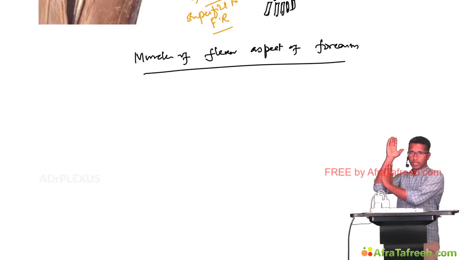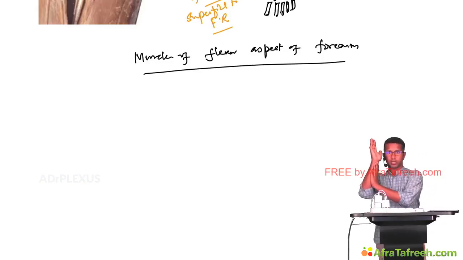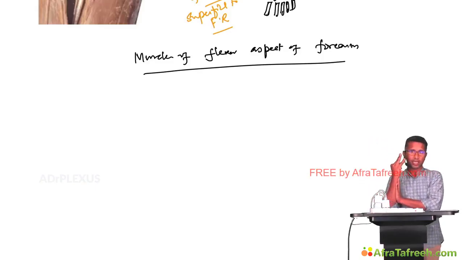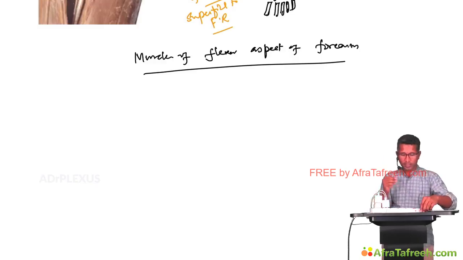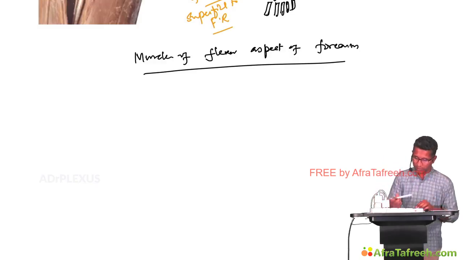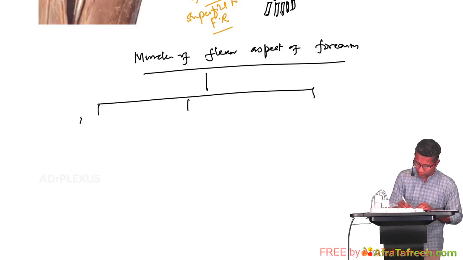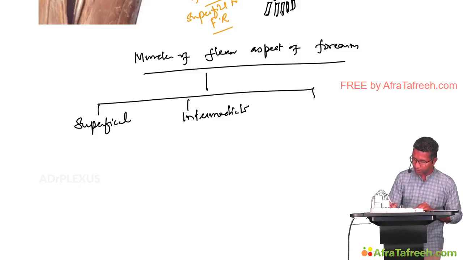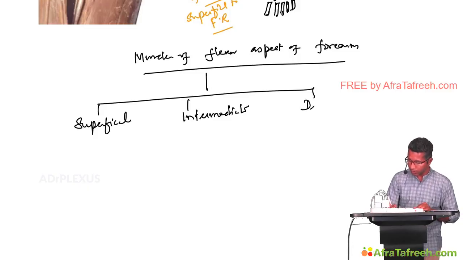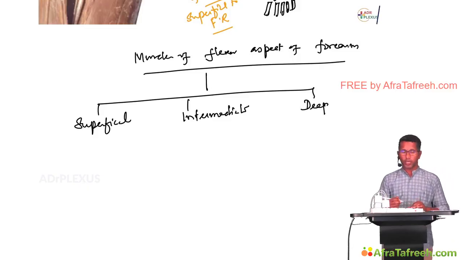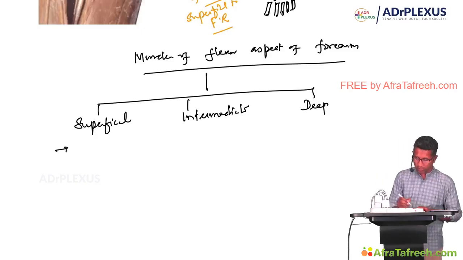Now when you see the flexor aspect, the muscles in the flexor aspect of the forearm are arranged in 3 layers. Are arranged in how many layers? They are arranged in 3 layers. Okay, so we'll just see what are the muscles here. One is called as the superficial group. Next is called as an intermediate group. The next one is called as the deep group. Okay, in the superficial group you have got 4 muscles.